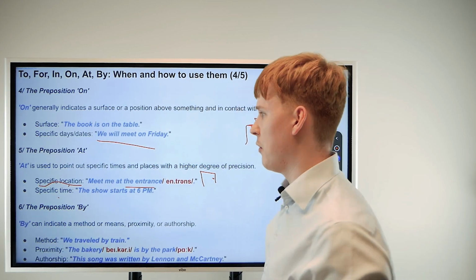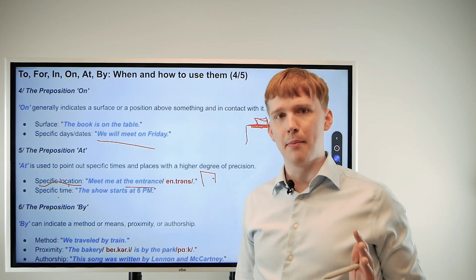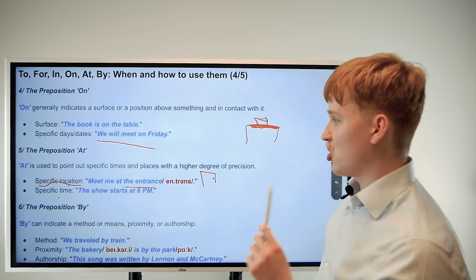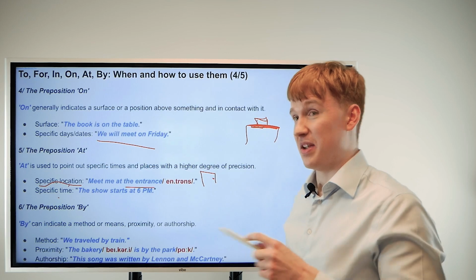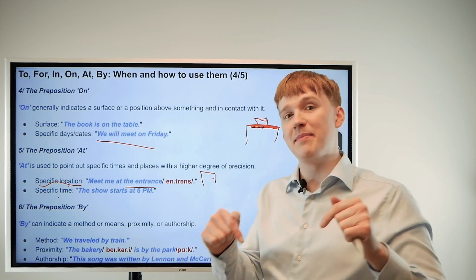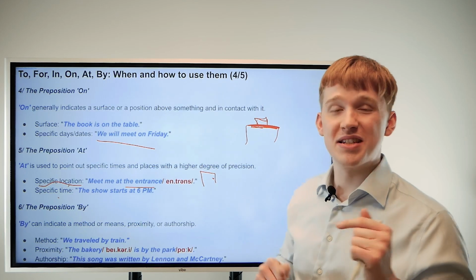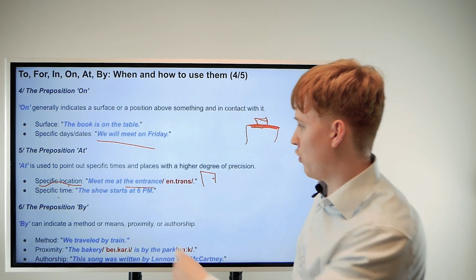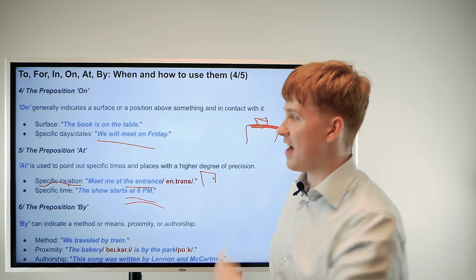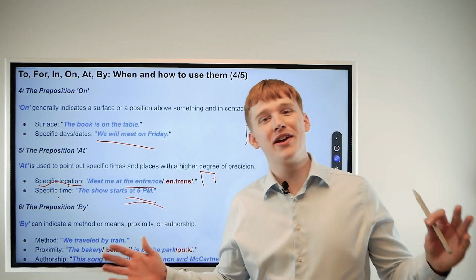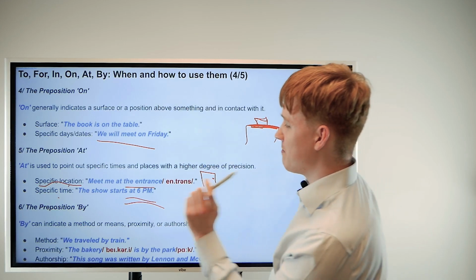Okay, let's have a look now at specific time, because as we know, at is very specific here. So the show starts at 6 p.m. 6 p.m. on the dot, that is what time it is, and it's very, very specific. So at 6:30, at 6 o'clock, and so on and so forth, but it's important that you use this with a specific time.